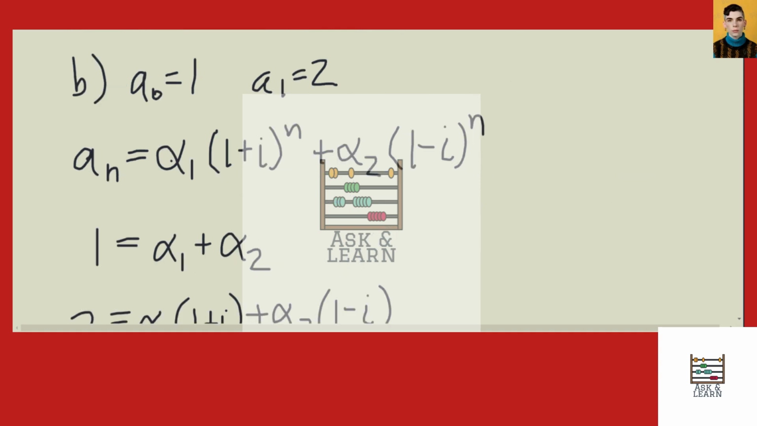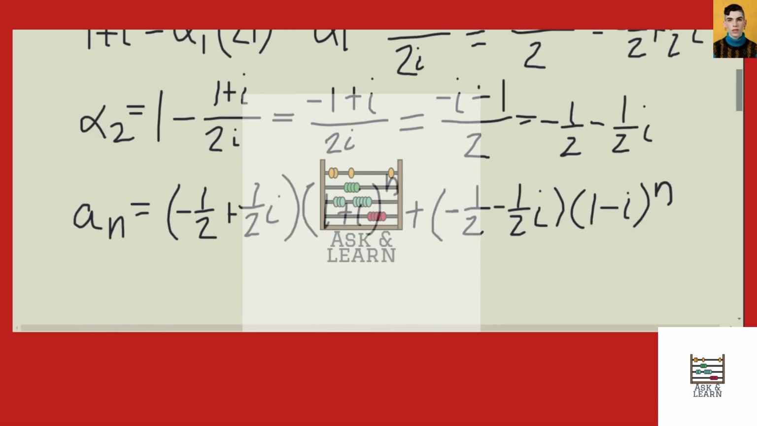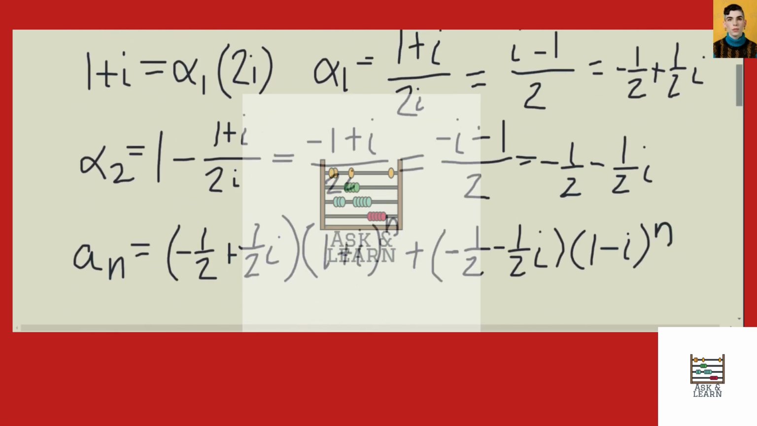I made a mistake. When I simplified alpha 1 and alpha 2, in multiplying the denominator by i, the 2 becomes a negative 2. And so this is going to be positive 1/2 minus 1/2 i. And we have alpha 2, same thing. The 2 becomes a negative 2. This is going to be positive 1/2 plus 1/2 i.